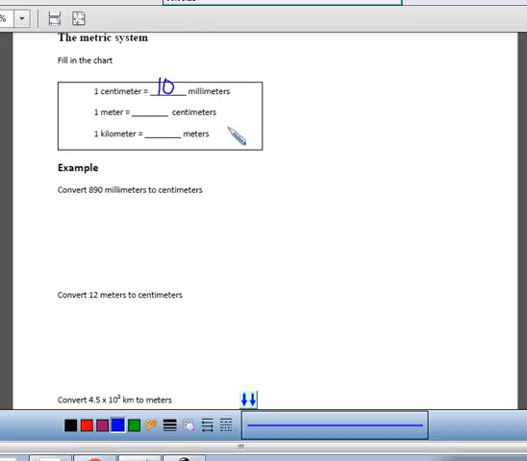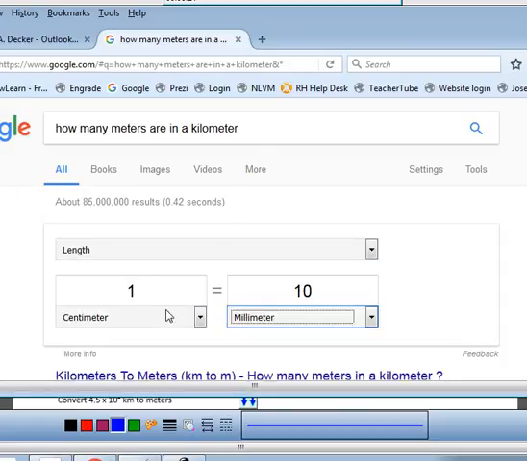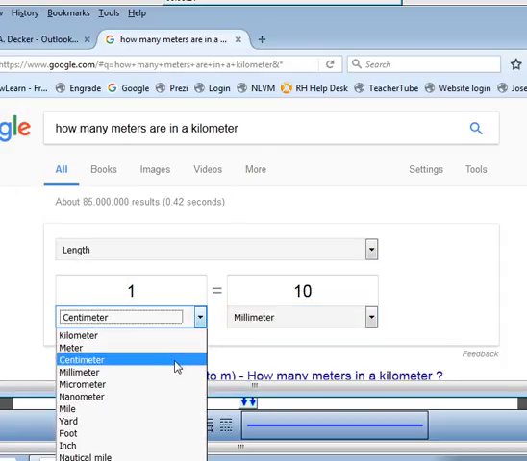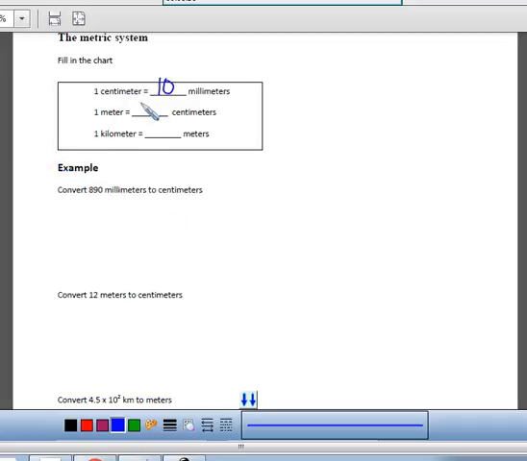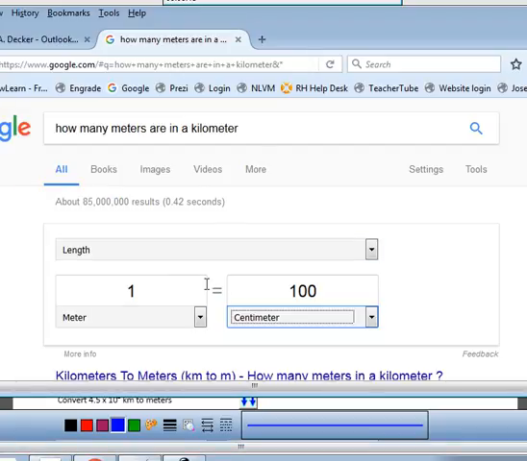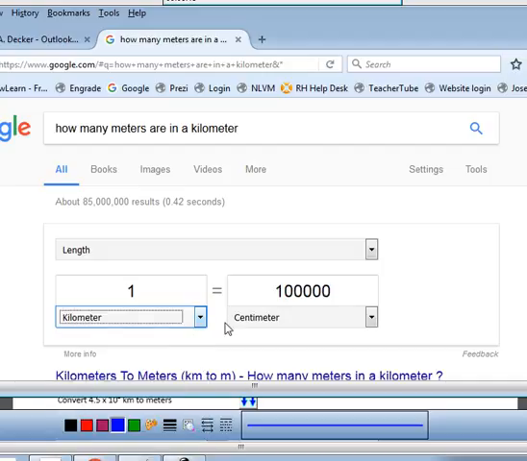1 meter is blank centimeters. So I come back over here, change this to meters, and I'll change this to centimeters, and we get 100. So 1 meter is 100 centimeters. And then 1 kilometer is blank meters. So let's come back to our tool. 1 kilometer is 1,000 meters.